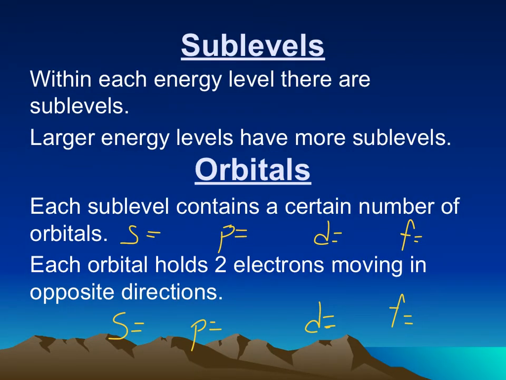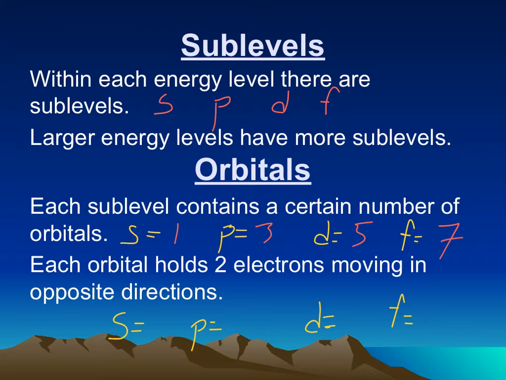With those sublevels, we have 4 different types of sublevel. We have an s level, a p level, a d level, and an f level. Each of those sublevels has a different number of orbitals. So the s level only has 1 orbital. The p has 3 orbitals. The d has 5. And the f has 7. But each one of those can hold 2 electrons.